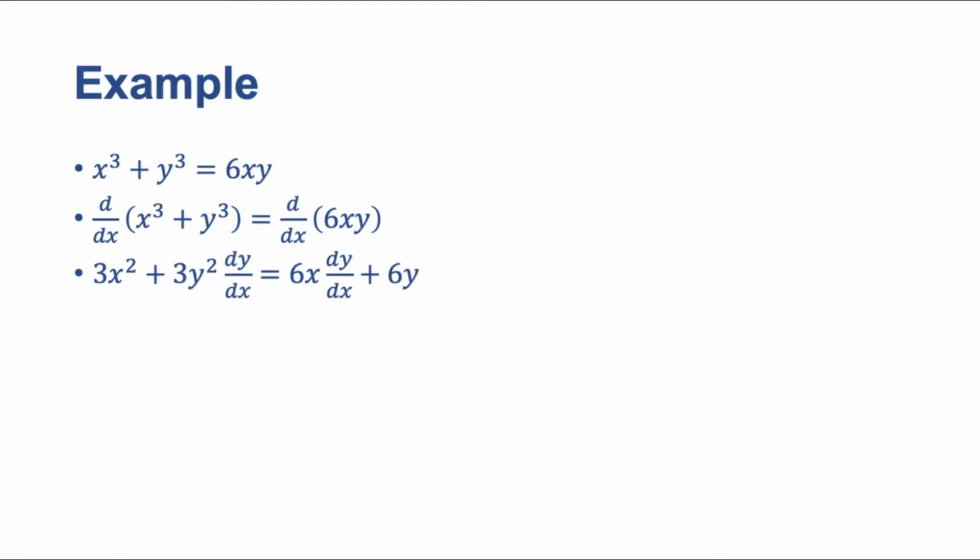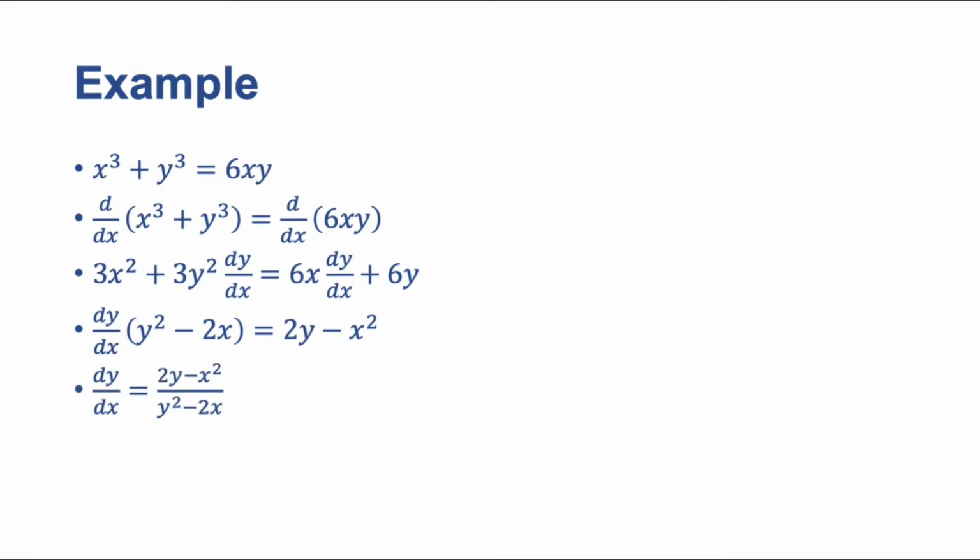And now again, we're just going to solve for dy/dx. We're going to make sure that all of our dy/dx terms are on one side and all of our x and y terms are on the other side. And then we are going to factor out a dy/dx, and then we are going to divide by y squared minus 2x, and that will give us dy/dx is equal to (2y minus x squared) over (y squared minus 2x). And that is our derivative for our second example.